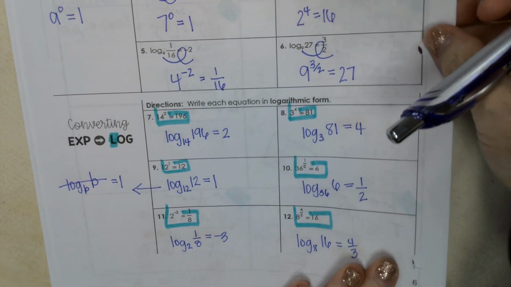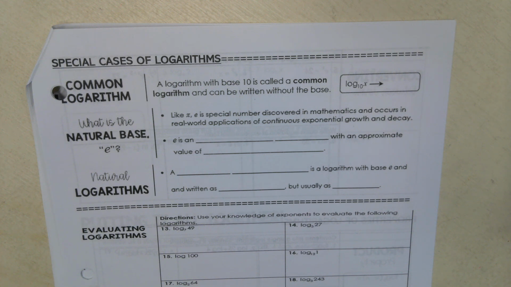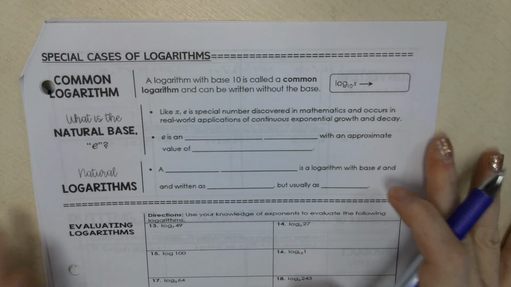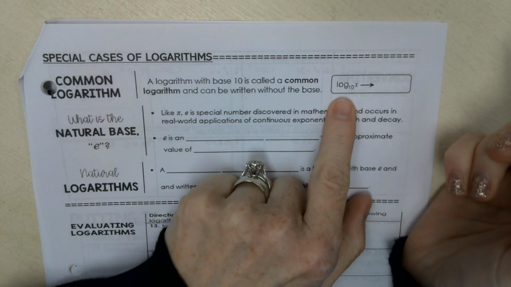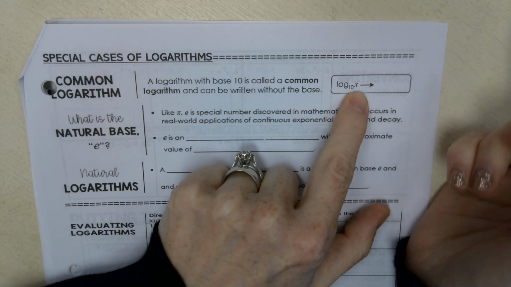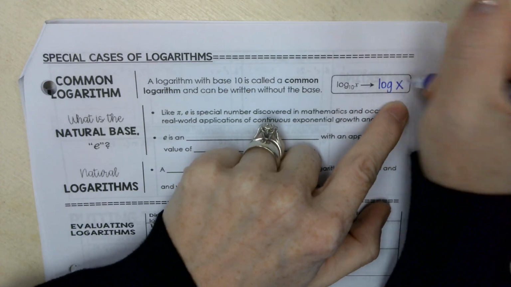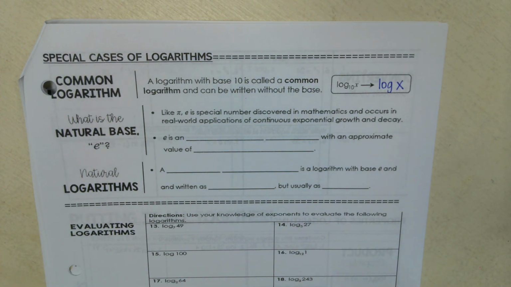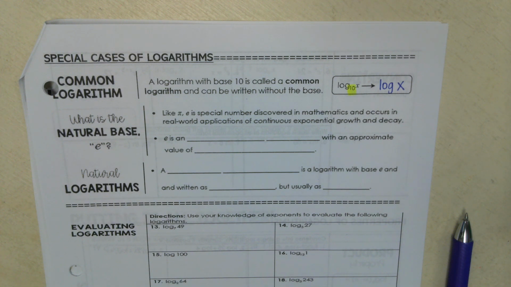All right. Let's take a look at page number 7. Okay, let's talk about some notation of some special logarithms. Now, a common logarithm is a logarithm with base 10. If I have log base 10 of x, I want you guys to recognize that if I just write log of x, there is an understood but unwritten base of 10. That is the understood part.